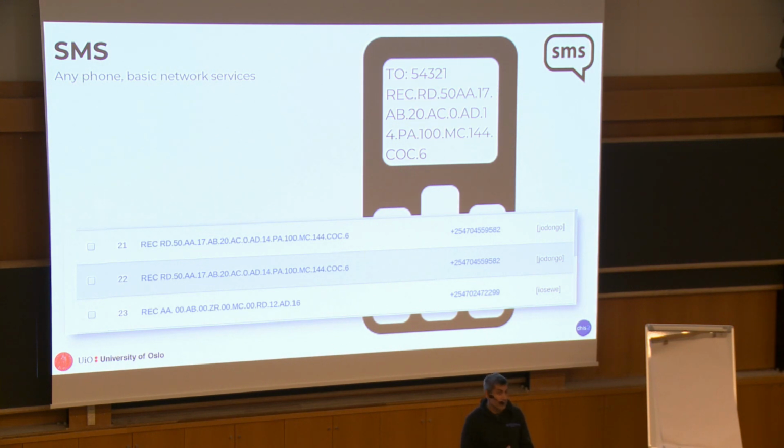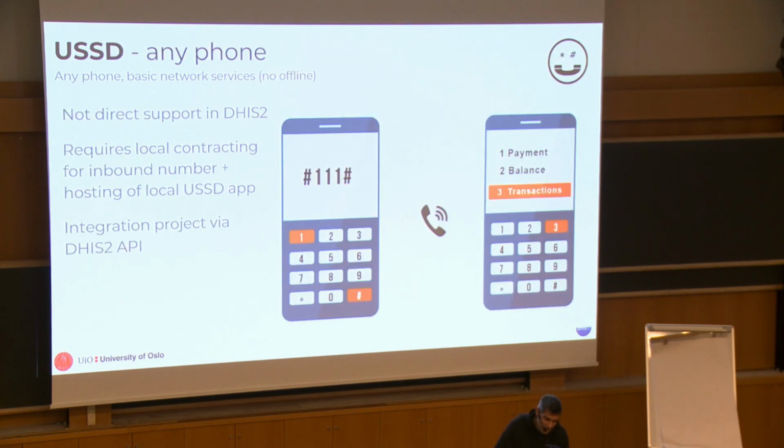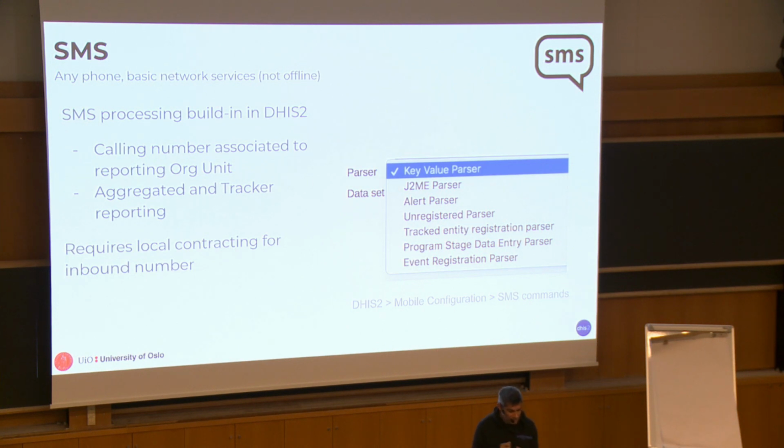These have been working for years, and actually there are certain things that you need to take into consideration. You go into the DHIS2 mobile configuration SMS commands. You can actually set up the mechanism to parse the messages that you receive in terms of how they associate to a data set, how they associate to an event, to an enrollment. It supports both aggregated and tracker.